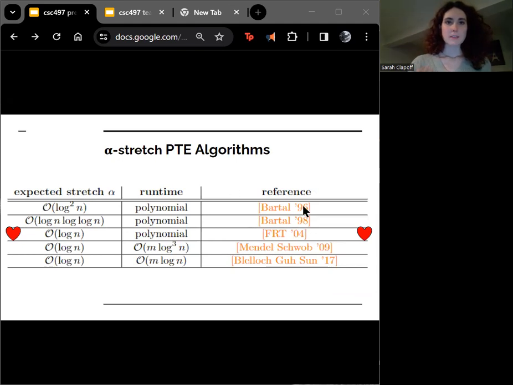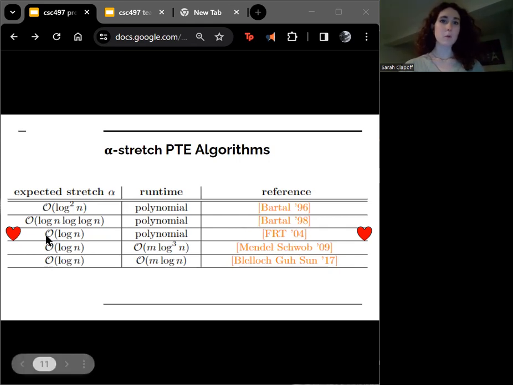So looking back at some of the history, Bartal in 96 was the first one to introduce this idea of probabilistic tree embeddings. And then he also showed in 1996 that the lower bound for the expected stretch is omega log n. That means that when FRT showed their algorithm in 2004 that gave this O of log n expected stretch, we knew that it was asymptotically tight, and we can't do any better.